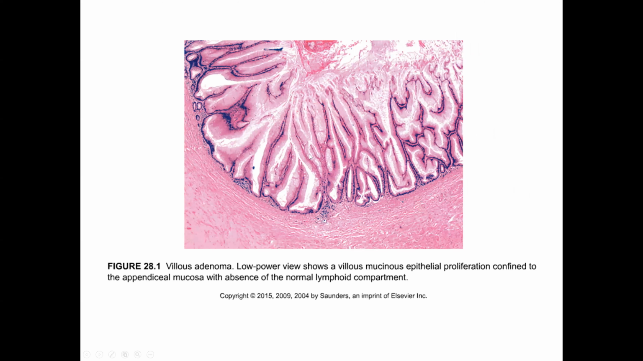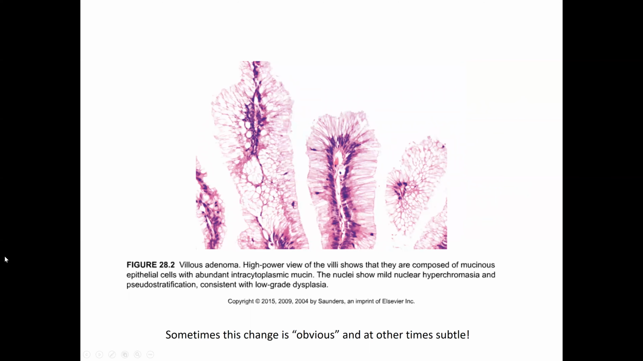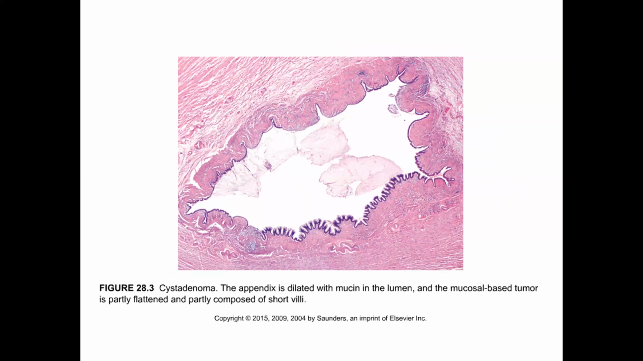So here's an example. We can see the nice villous architecture of this with abundant epithelial mucin and some crowding of the epithelial cells at the base of the cell. Relatively mild or minimal dysplasia, though there is crowding, and these cells, if you examined closely, you would see the elongated and somewhat cigar-shaped, pencil-shaped nuclei that we associate with adenoma. But sometimes this change can be fairly subtle, and not everyone is keyed in to recognize it.